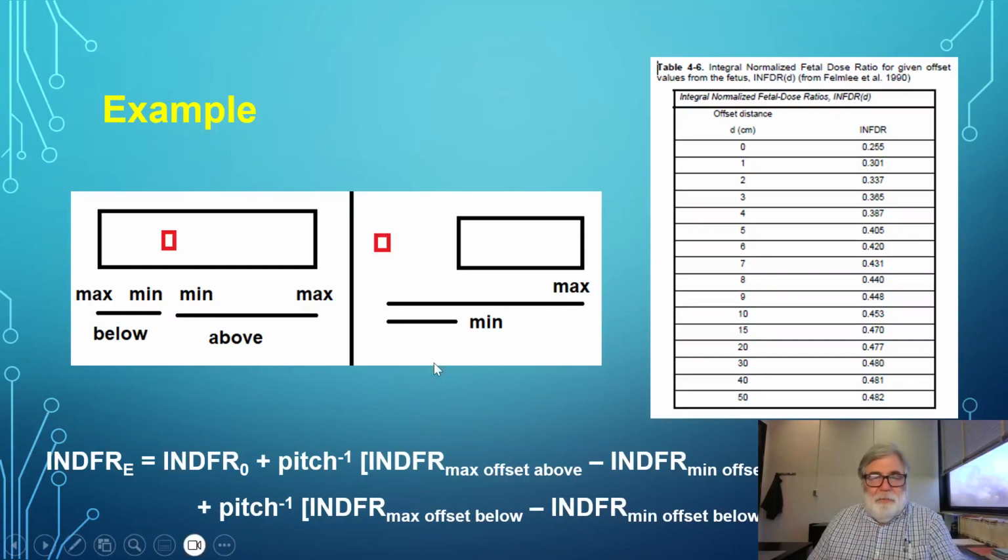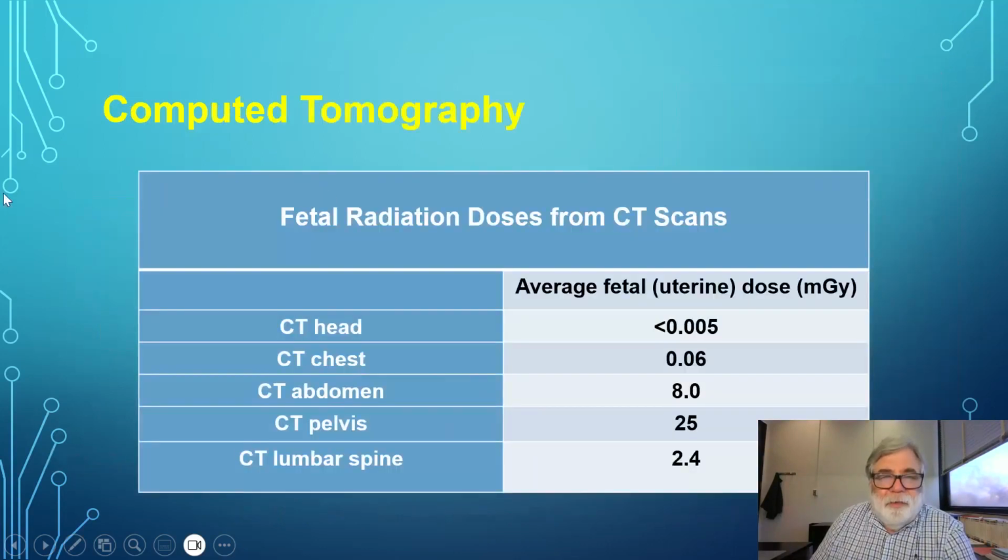So this just accounts for this complicated part here where we're taking maximum distance, minimum distance. That accounts for all the scatter from distant dose. What the INFDR 0 tells me is that for whatever I measure on the axis with my ion chamber, the dose to the fetus is 0.255 times that. So all of this is explained with examples in the ANSI standard. So I'd like you to go over that.